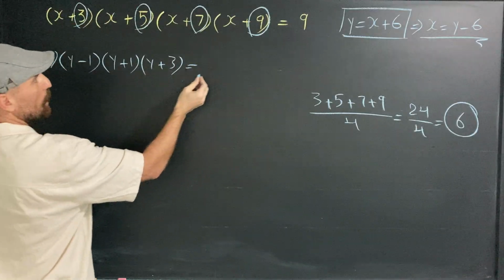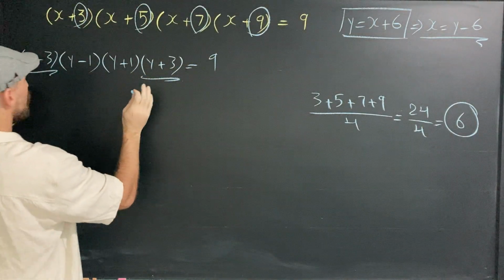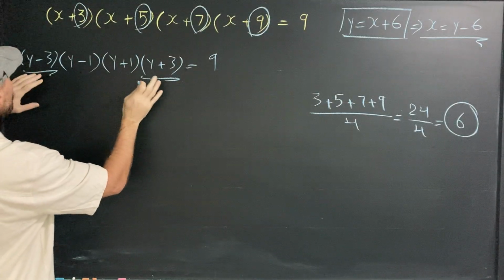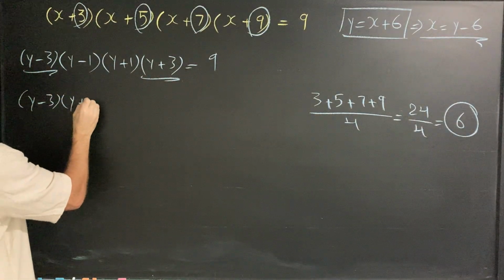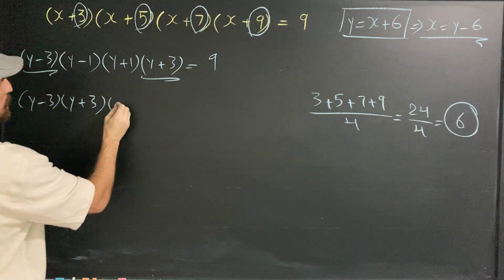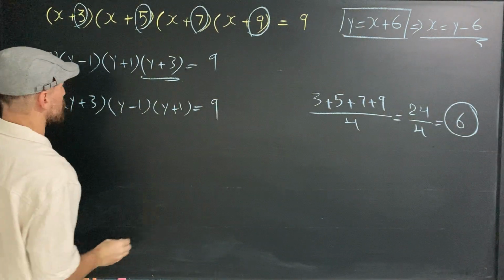This is our left side. Right side we have 9. Look, this one and this one look good friends, so let them sit next to each other. Also this one and this one equals 9. What is this?